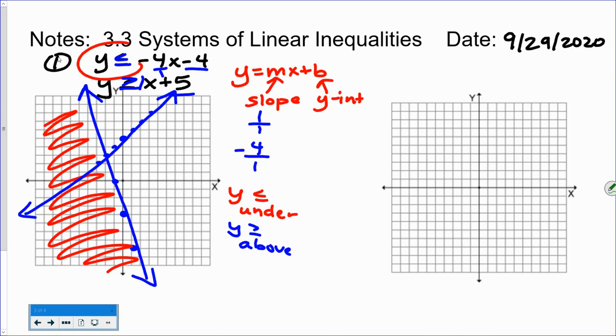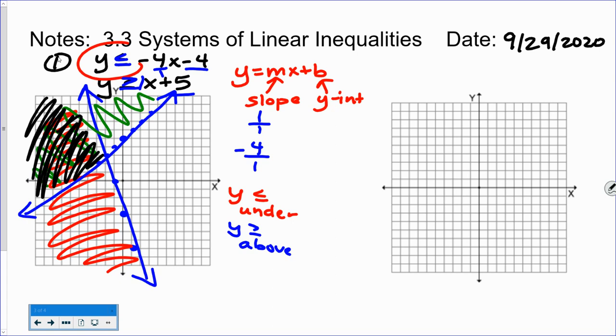So I'm just going to go ahead and change my color. Lightly shade above my line. If you're shading with a pencil, you will see where the two shadings would overlap, or in the case of my picture, it's both red and green. The green satisfies all the solutions of one of my lines. The red satisfies all the solutions of the other line. Red and green satisfy both. So that part needs to be very dark.